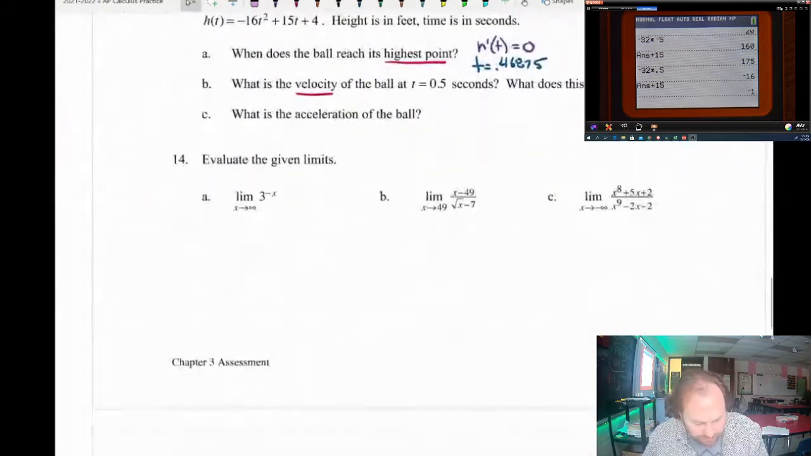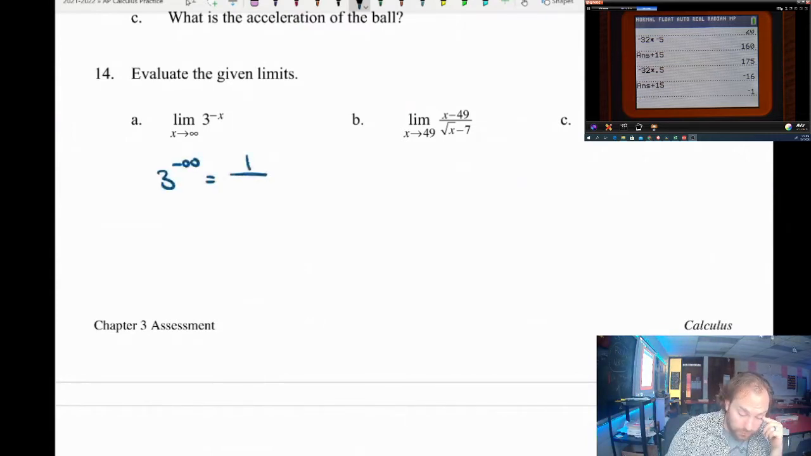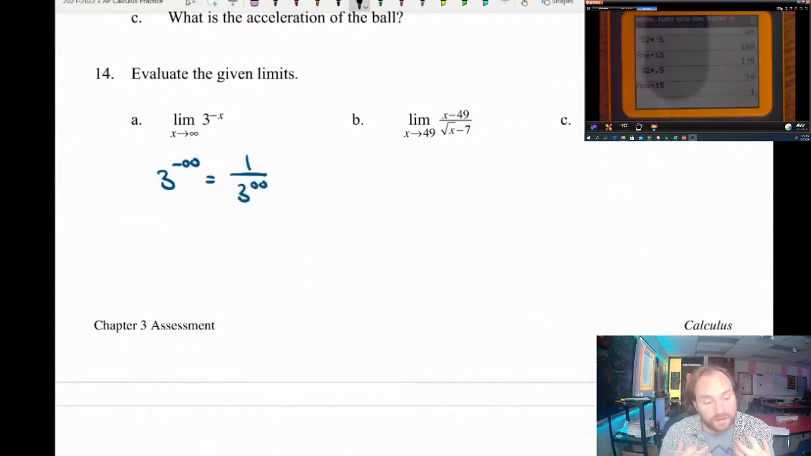Question 14 says to evaluate the given limits. So let's just think about some limit questions for a hot second. Here we have a limit as x approaches infinity. If you think about 3 to the negative infinity power, this is equal to 1 over 3 to the infinity power. So you're taking 1 and dividing it by a very, very large number. It's basically going to become 0.